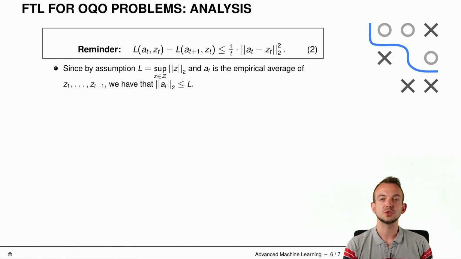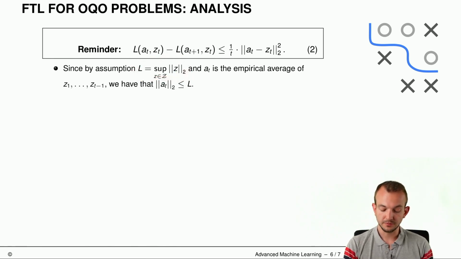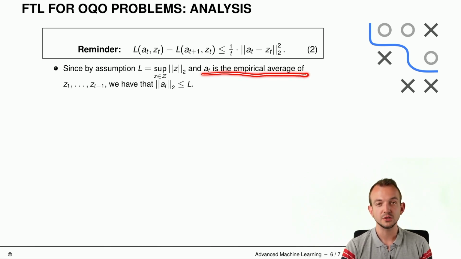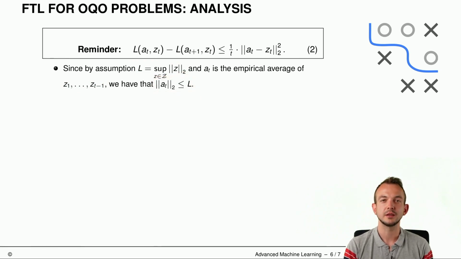And now our assumptions come into play, namely the one that the supremum, so the maximal length of the environmental data points, is at most L. So if we know that the empirical AT is the empirical average over the data points, the Euclidean length of this empirical average cannot be larger than L, because all of them have Euclidean length at most L, and if we average them, which is done by AT, the resulting Euclidean length cannot be larger than L.